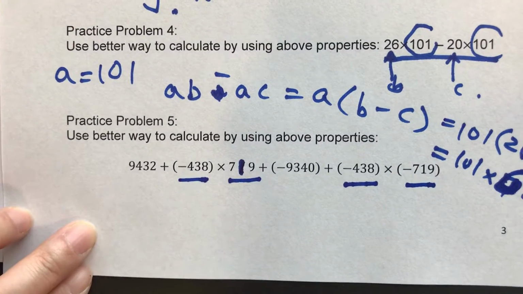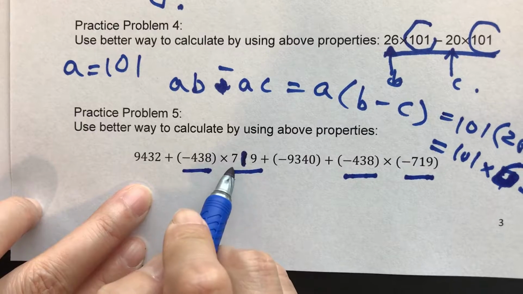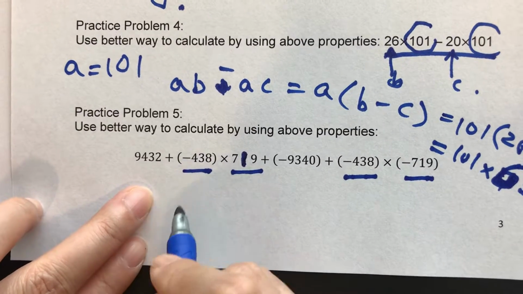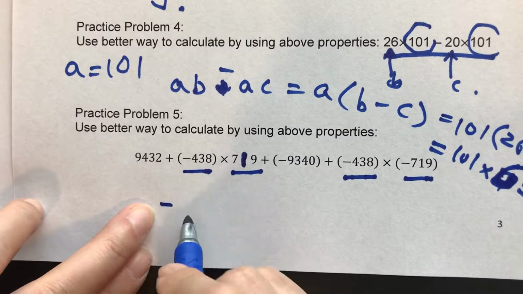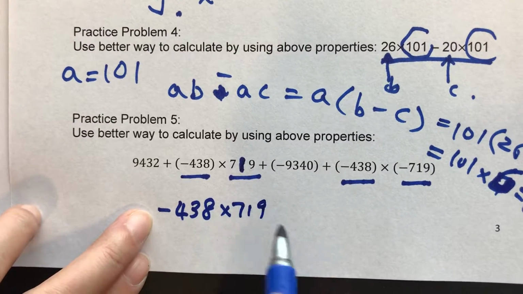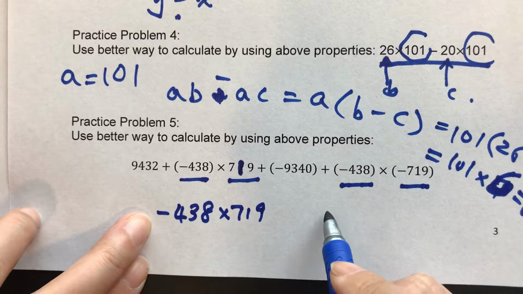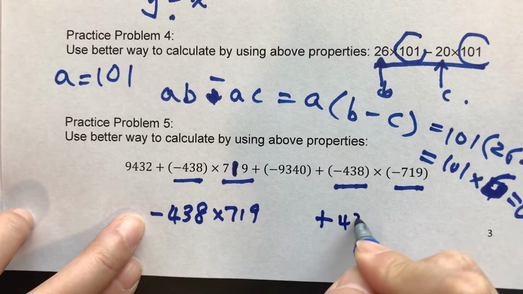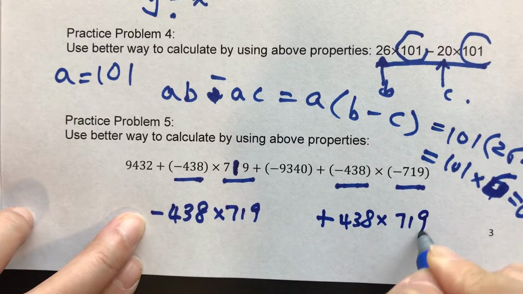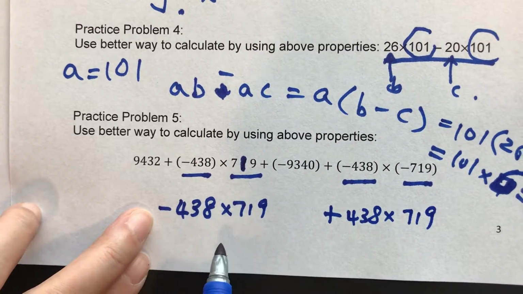But they have negative signs before it. So we have negative 438 multiply a plus number. So this would end up giving you a negative number, which is minus 438 multiply 719. For this one, a negative number multiply a negative number would give you a positive number. And the other 2 terms are unchanged, so we'll keep them there.